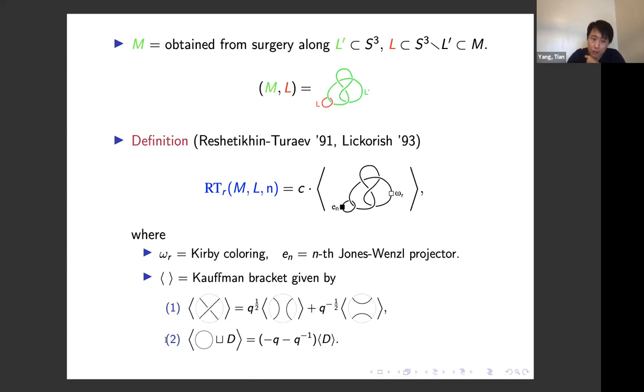Okay. And then rule number two tells us, once we see a circle component, we change it into this factor, negative q squared minus q to the power negative two. Well, this q is exactly the root of unity in the definition of the invariant. And that is how the invariant depends on the choice of this root of unity q. Okay. So by doing this, we assign this linear combination of diagrams a complex number. And here we have another constant, essentially independent of the topology of the triple. Okay. So that's the relative Reshetikhin-Turaev invariants.